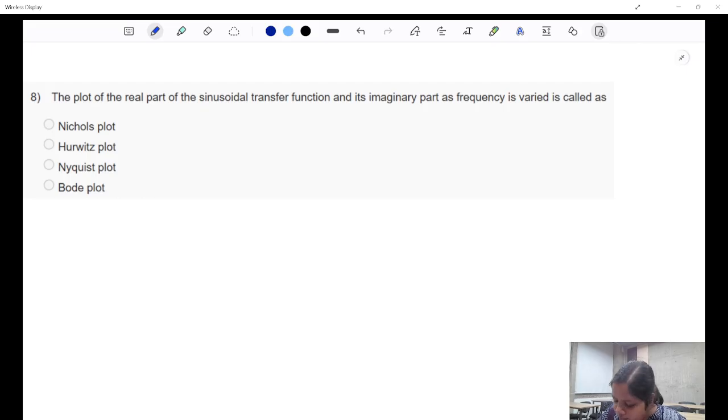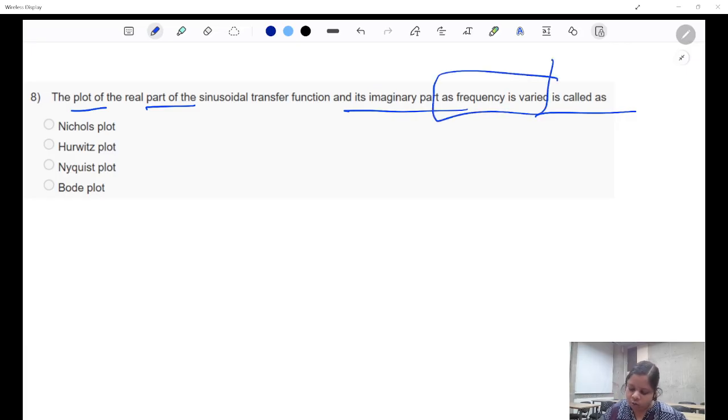The plot of the real part of the sinusoidal function and its imaginary part as frequency is varied is called what? It's called the Nyquist plot.